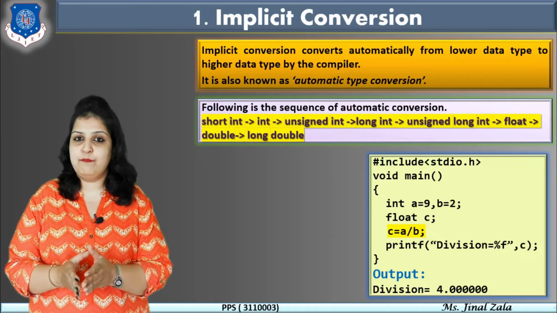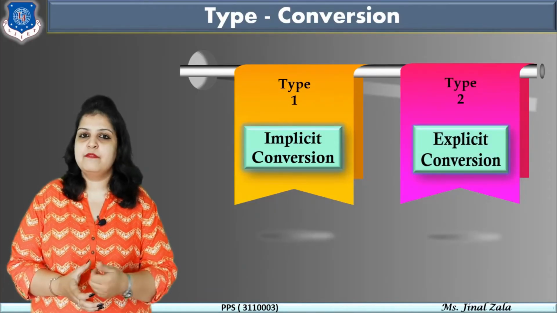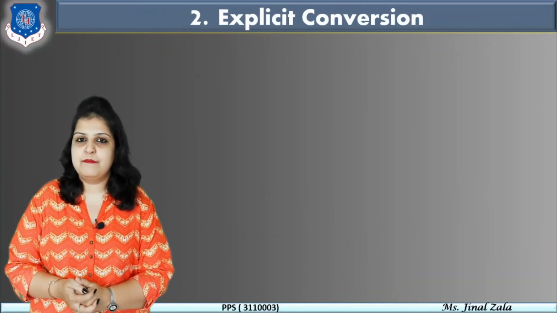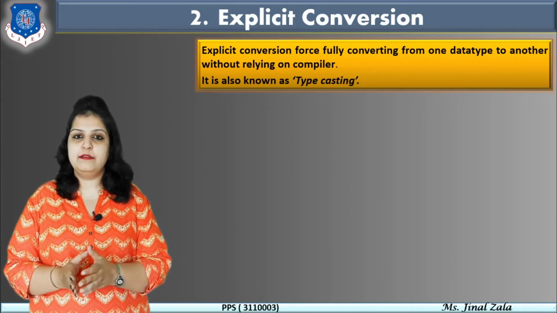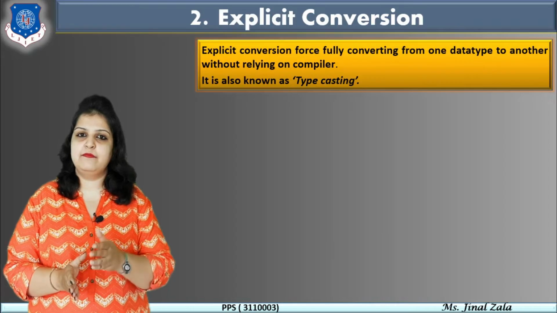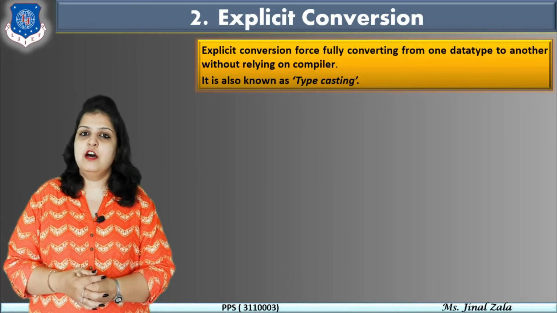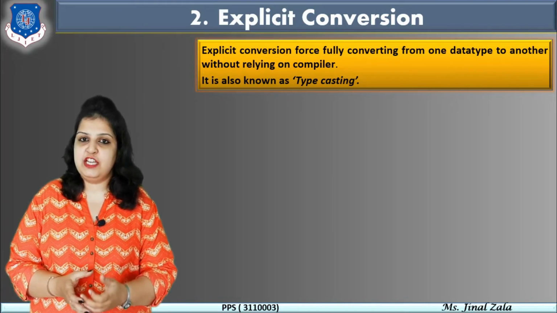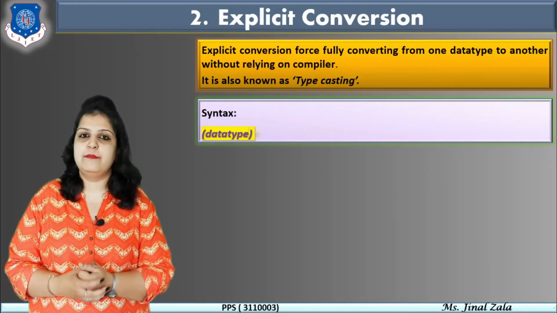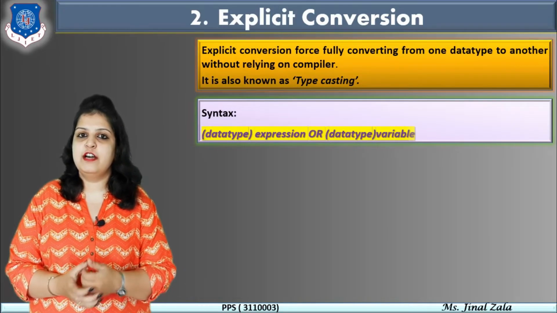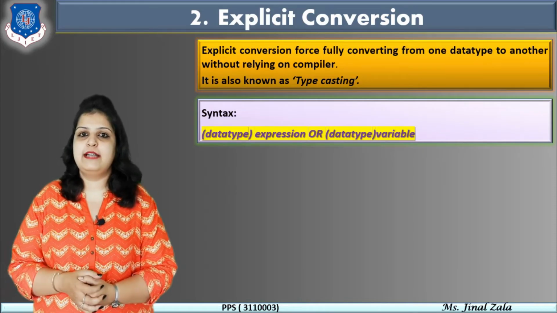To remove this problem, we can use explicit type conversion. What is explicit type conversion? In explicit type conversion, we forcefully convert the data type from one to another. In the same expression we can change the data type of any one variable forcefully, and this conversion is done by us, the user, and it is also called typecasting.